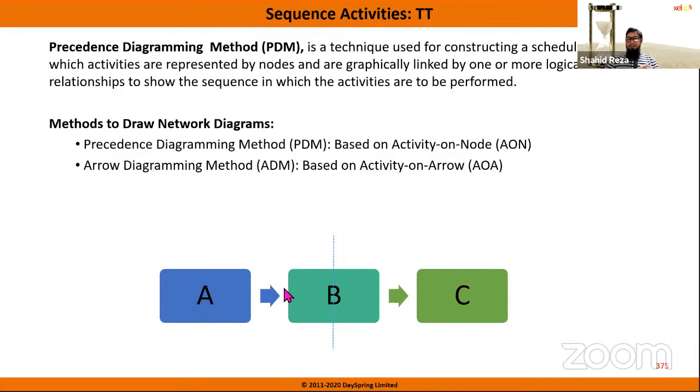Then B is the predecessor of C, right? And vice versa, we can say like this, B is the successor of A, and C is the successor of B, right? So this is the concept of predecessor and successor. So predecessor is the previous task and successor is the afterward task. So precedence diagramming method is seeing the precedence. That means from the previous activity, we can determine what will be our next activity. So applying this simple formula, we can draw the network diagram.